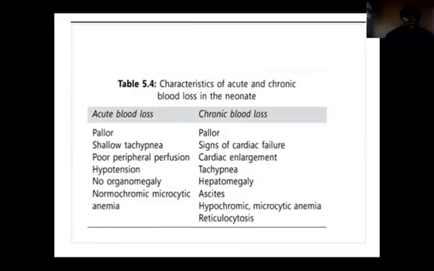How do you differentiate acute from chronic blood loss? Both will have pallor. Acute blood loss will have signs of distress like tachypnea, poor peripheral perfusion, and hypotension. Whereas in chronic blood loss, they have hepatomegaly, ascites, hypochromic microcytic anemia, and reticulocytosis. Those things we have to differentiate, and it is also associated with cardiac failure.